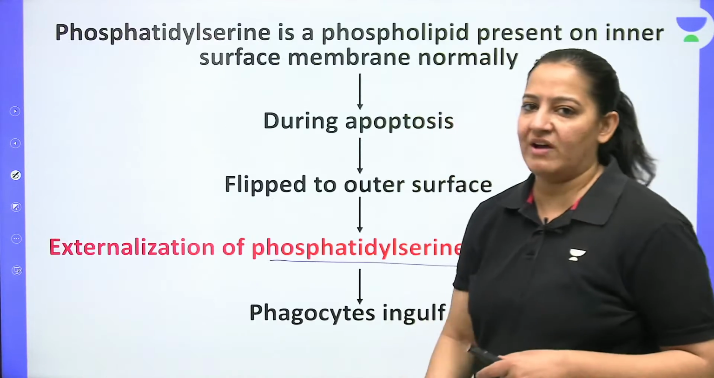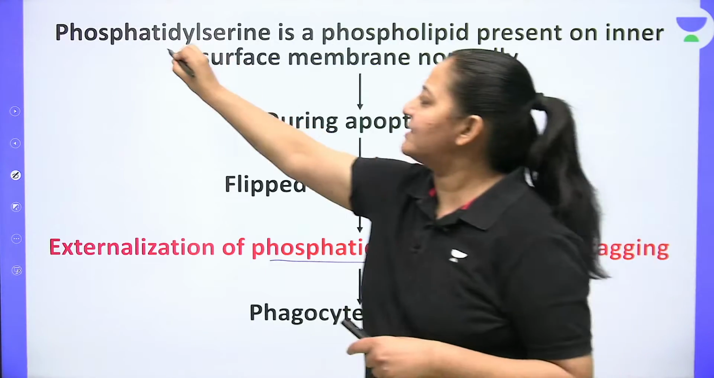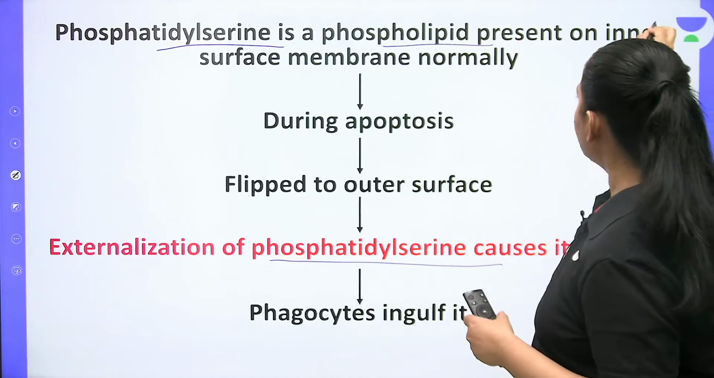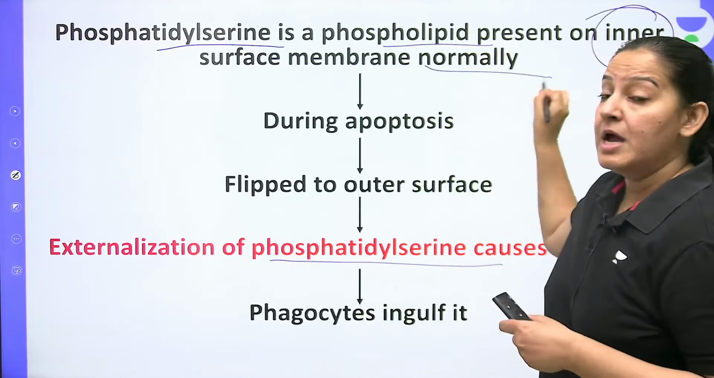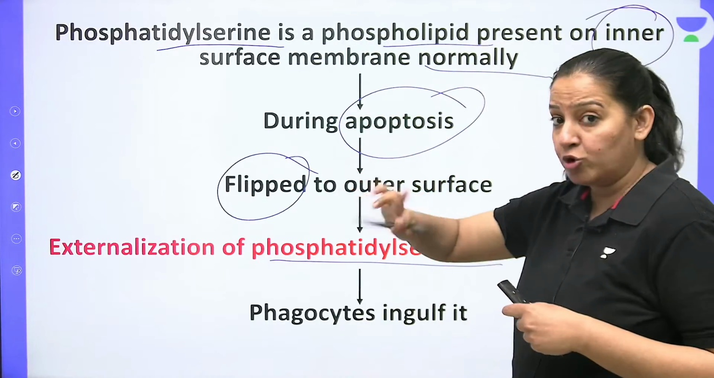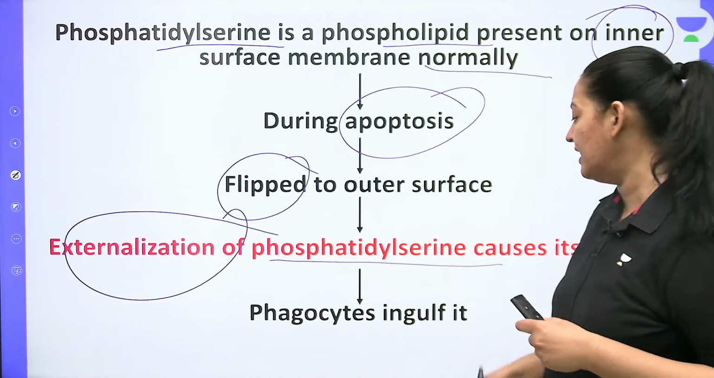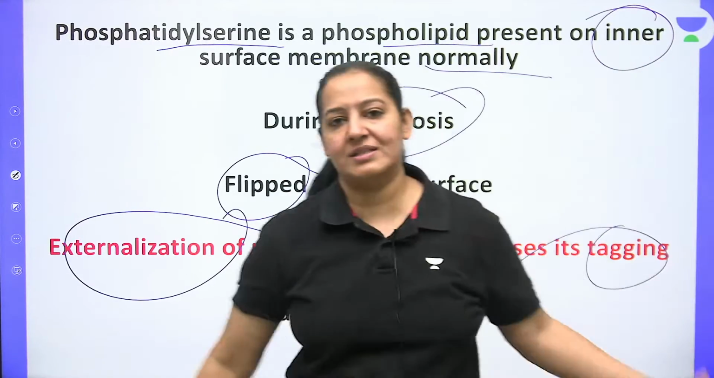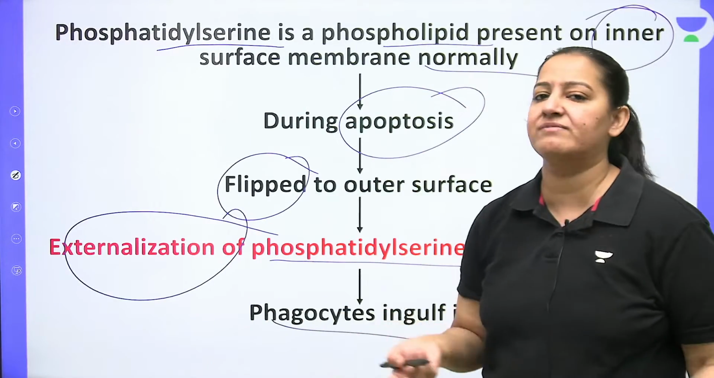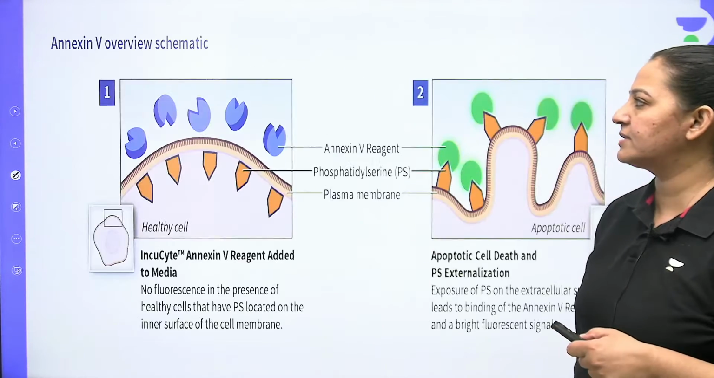This is phagocytosis. Phagocytosis comes for 2 or 3 marks in your exam. You have to write like this. Phosphatidylserine is a protein, sorry, it is a phospholipid, not a protein. It is normally present on the inner side of the cell membrane. But during apoptosis, it is flipped to the outer surface. This is known as externalization of the phosphatidylserine, which is causing the tagging. So a phagocyte will come and engulf only that cell which has phosphatidylserine on the outer surface. You got it? So this is the mechanism.